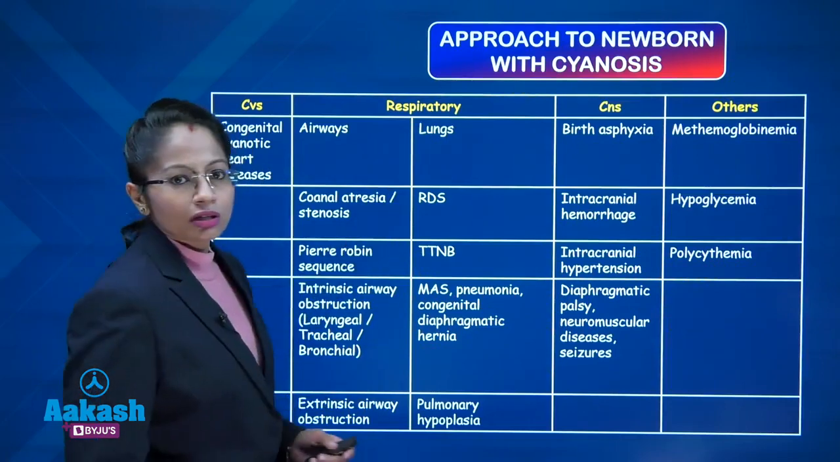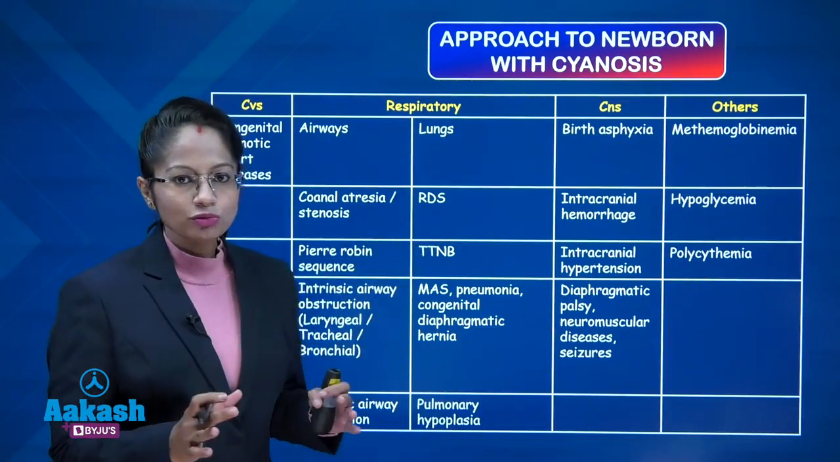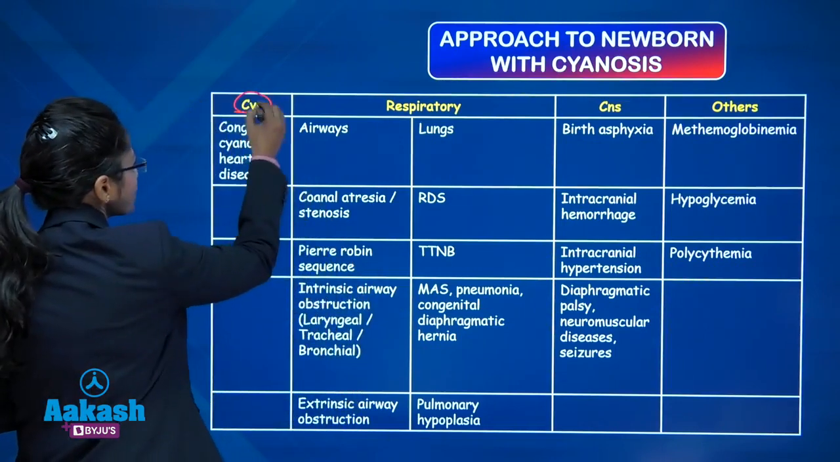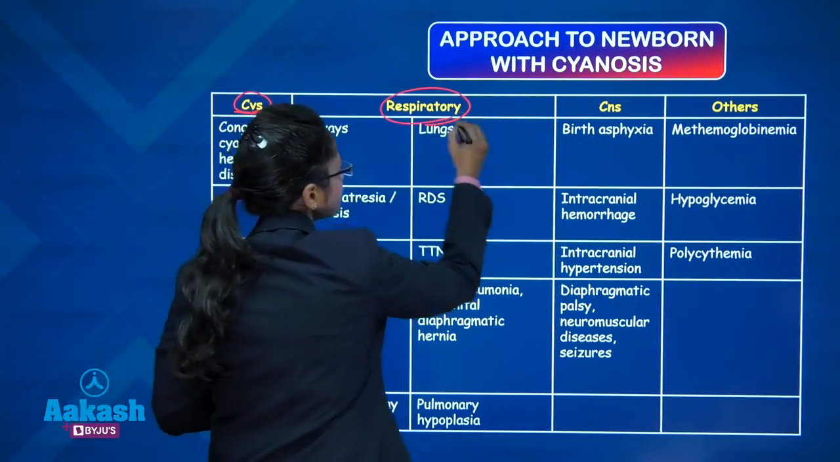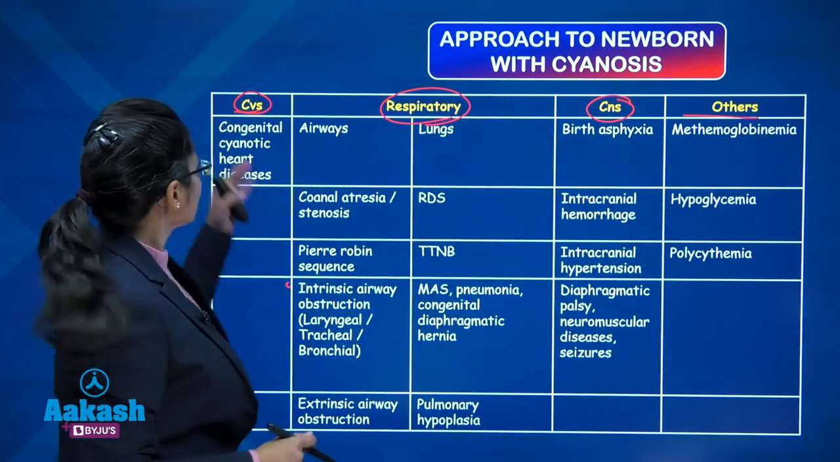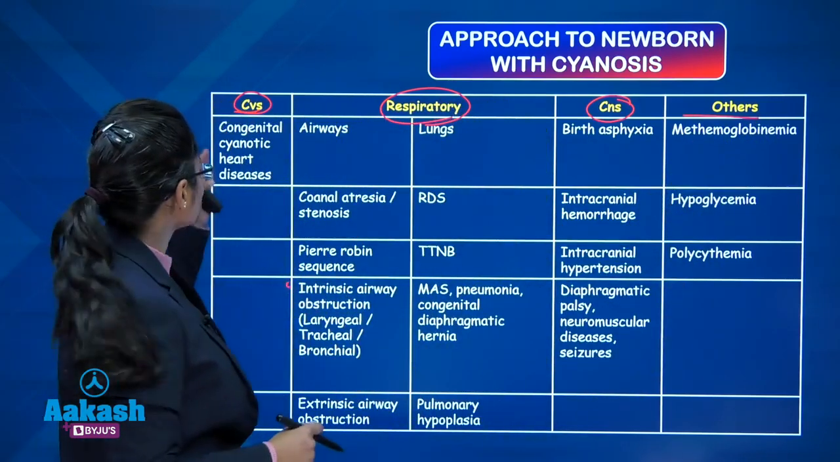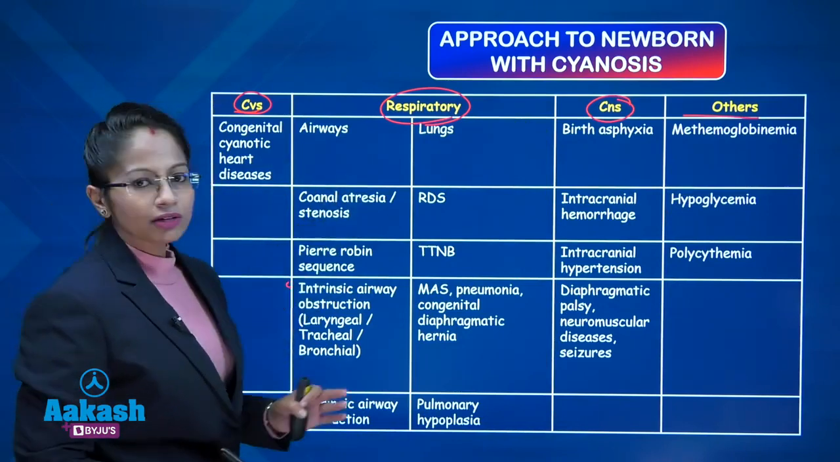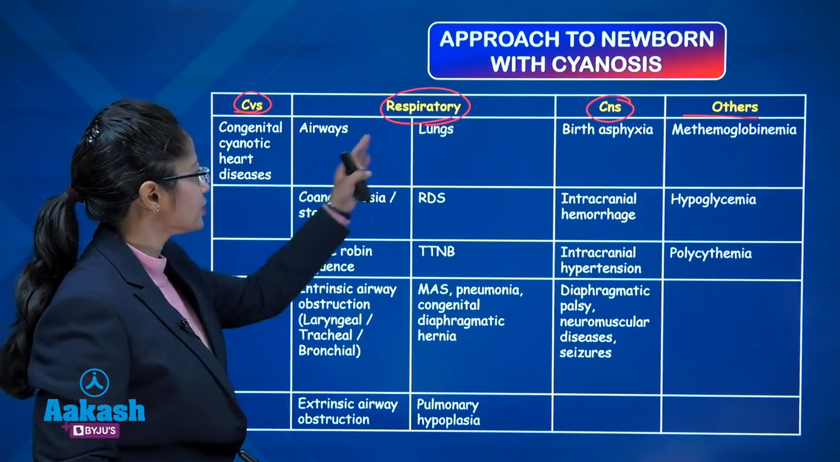So, if a newborn presents with cyanosis, we have to think of three main areas: cardiovascular system involvement, respiratory system involvement, or CNS involvement, and there are certain miscellaneous causes. In the cardiovascular involvement, we have congenital cyanotic heart disease. In the respiratory system, there can be lesions in the airways or the lungs.